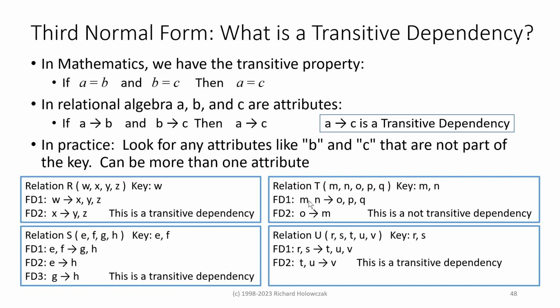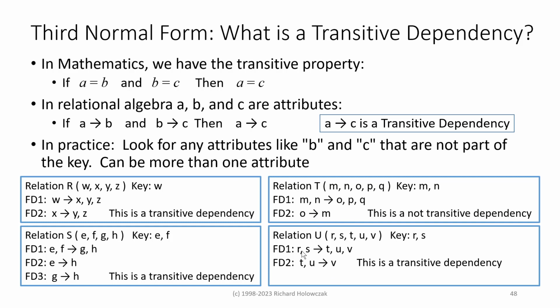Another example, M and N determine O, P, Q. O determines M. Here we have a key determining a non-key attribute, and then that non-key attribute determines part of the key. This is not a transitive dependency. Transitive dependency will only occur out here in the non-key attributes. If you said O determined P, or O determined Q, or O determined P and Q, then I would say that's a transitive dependency. But when we cross back over to the key, this situation doesn't really apply.